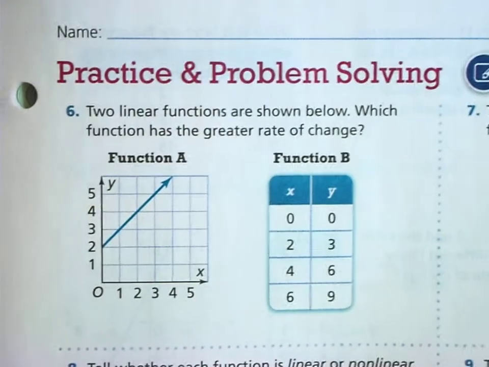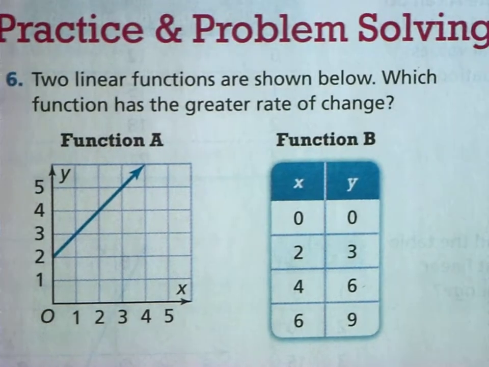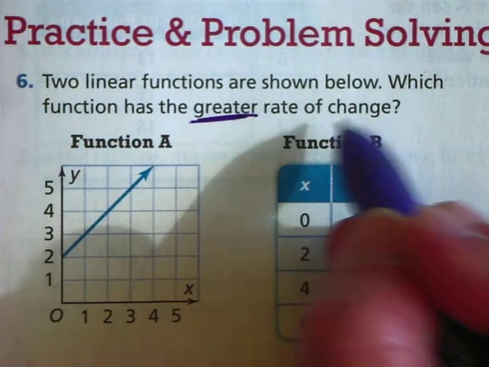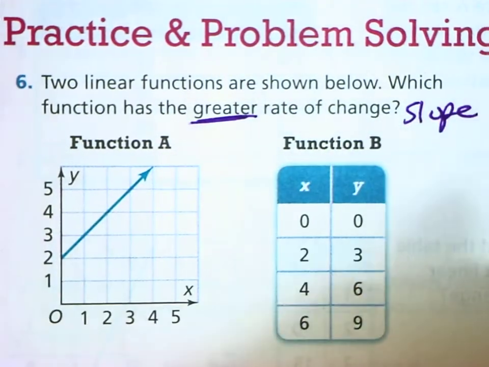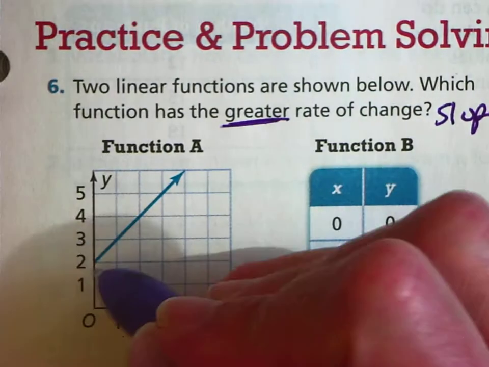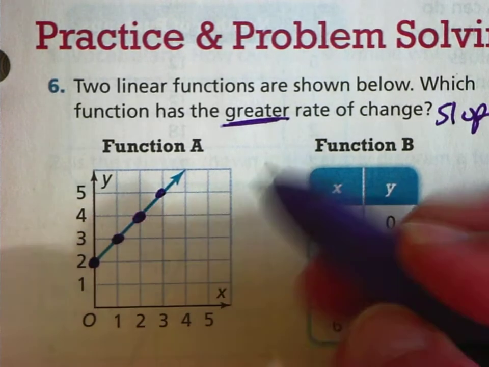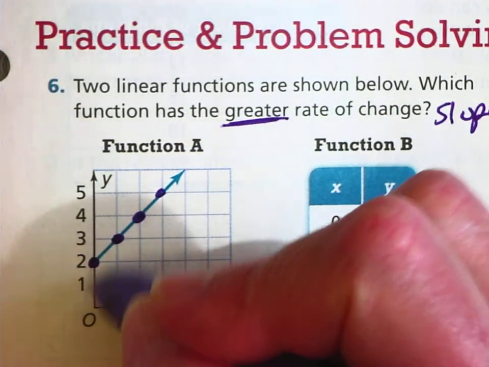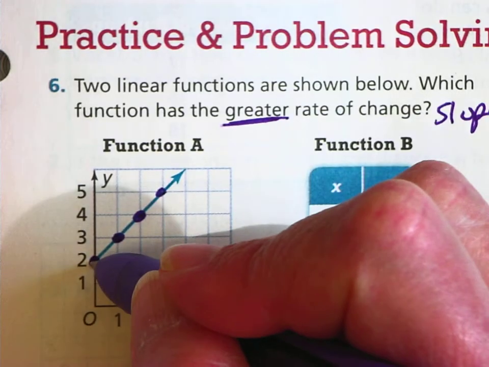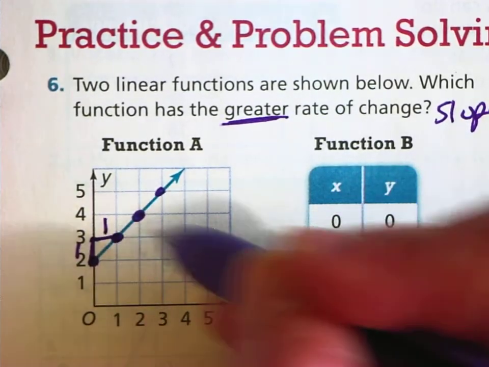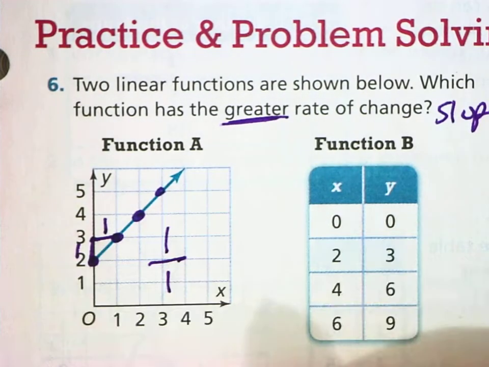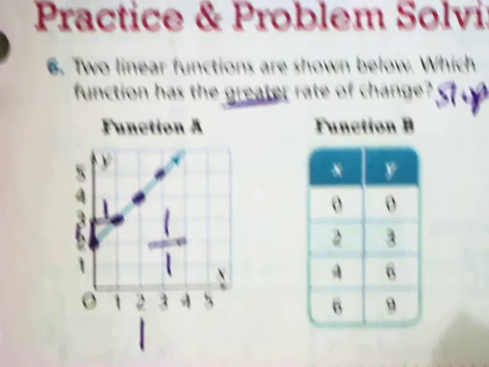Okay, so we're going to compare functions now. We're going to compare which function has the greater rate of change. Okay, rate of change is slope, folks. Which one has a bigger slope? So if we start here and we rise and run, we figure out how much we're going up and over. So this is counting by ones and this is counting by ones. So if we go up 1 over 1, 1 over 1 is our slope. So this has a slope of 1.